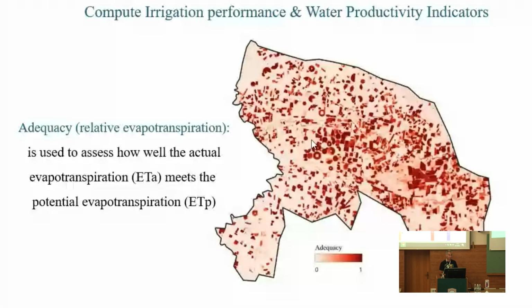There's also adequacy that is based on the relative evaporation. So we have the actual evaporation based on the actual conditions, but we also know the potential, and then that proportion gives in fact how optimal the crop is using the water based on its demands. And that's also helpful for decision makers there.